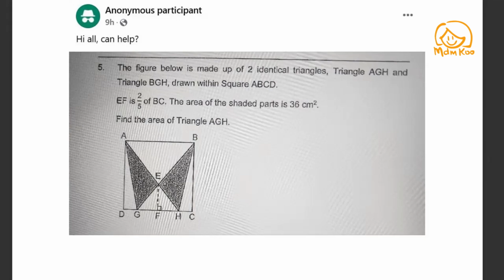Hi, it's Madam Khoo. I saw someone asking this question in Facebook, so I am going to show you a concept called common base in finding area of triangle. Before I start, I want to share with you this concept. It is about common base.